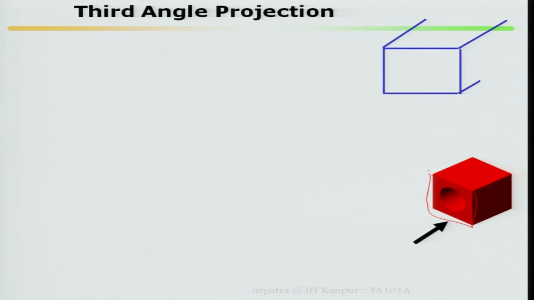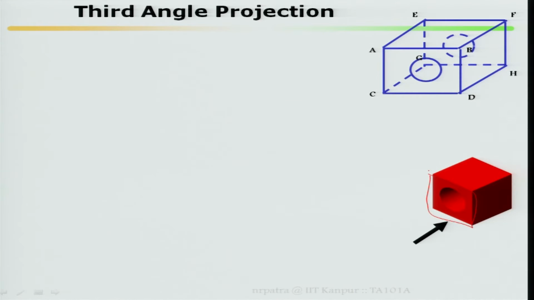Now, let me take out this view. A 3D picture has been drawn, and different surfaces have been marked. It will be better if you mark the different surfaces: A, B, C, D for the front face, then G, H, E, F for the back face.